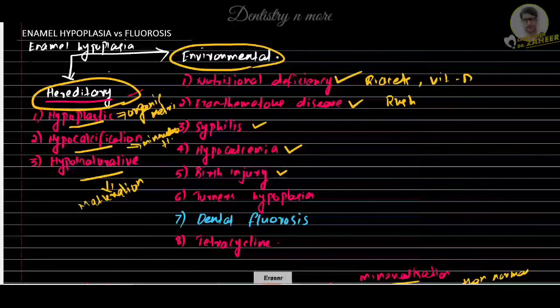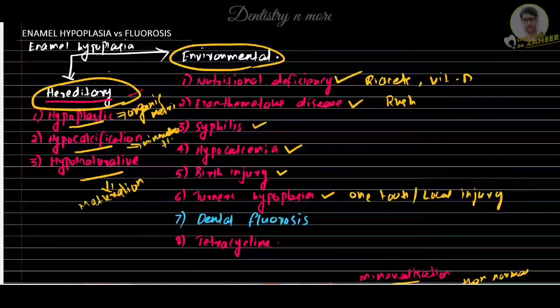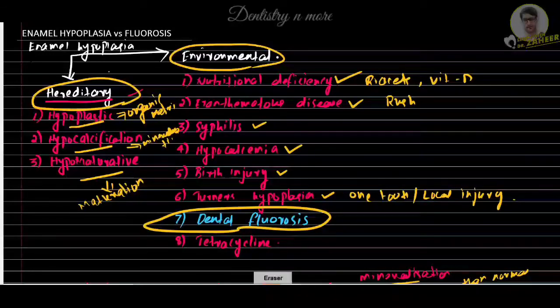And the next one is Turner's hypoplasia or local injury, which affects only one tooth, just one tooth. This is due to local injury. And the next one is dental fluorosis. Now you must have understood the difference between enamel hypoplasia and fluorosis. I already explained the mechanism of these two.